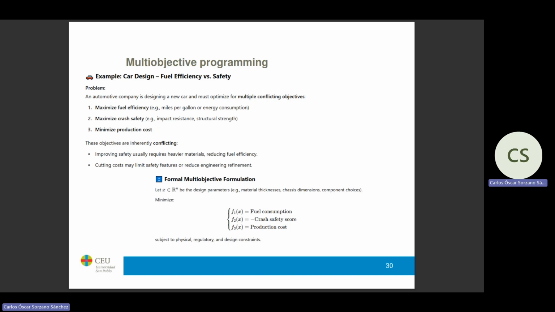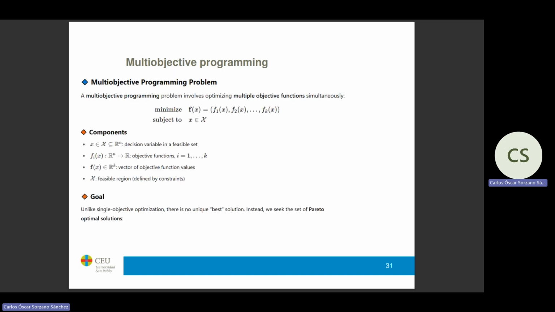So: minimize fuel consumption, maximize safety. Maximizing safety is minimizing minus safety, and then minimizing production cost. In general, we will have k functions to minimize, so our goal function will be a vector. So far, they have always been scalar functions. Now they are vector functions. And there are some variables that you can control, and that will be a feasible region. And each one of these functions will be a scalar function.